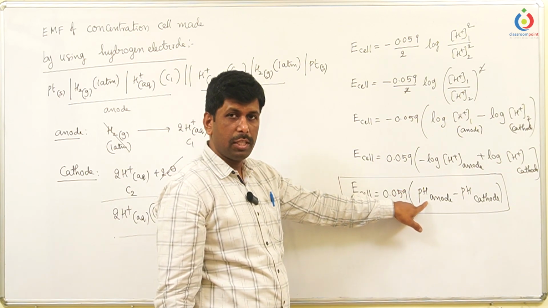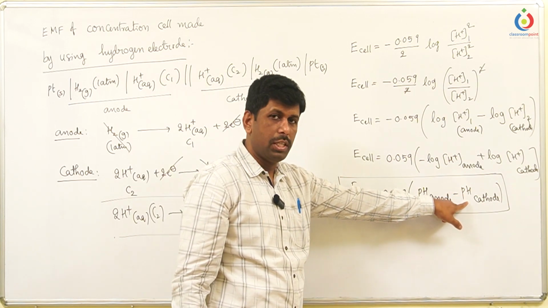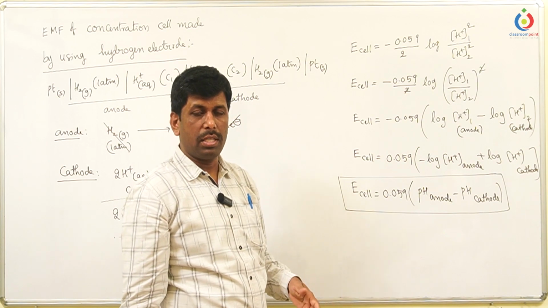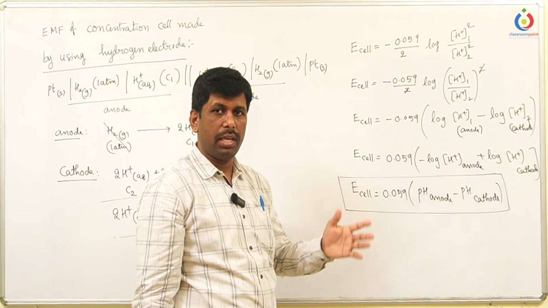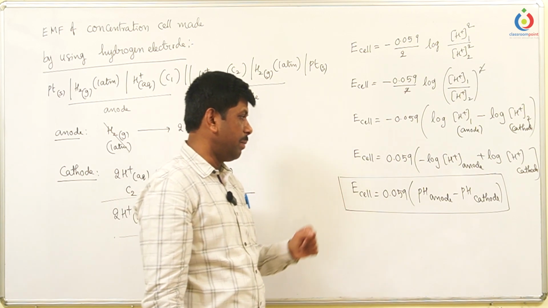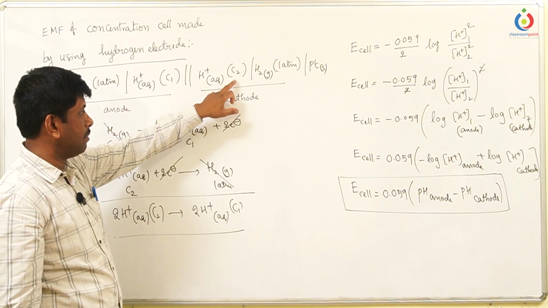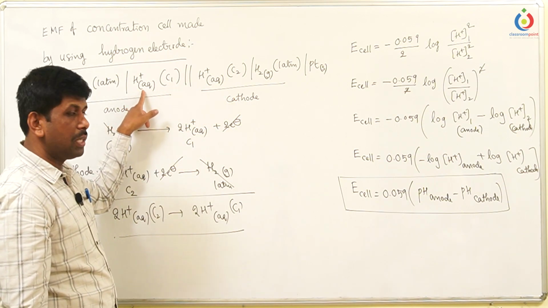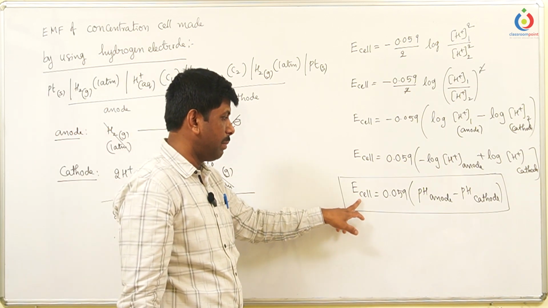So when the pH of the anode increases, the E cell value automatically increases. pH of the anode increasing means the concentration of H plus ion is less. Here the concentration of H plus ion should be more in the cathode. Why? Because pH is inversely proportional to the concentration of H plus ion. When H plus ion concentration increases, pH value gradually decreases. So the higher the concentration of H plus ion in the cathode compartment and the lower the concentration of H plus ion in the anode compartment, the more EMF this cell produces.